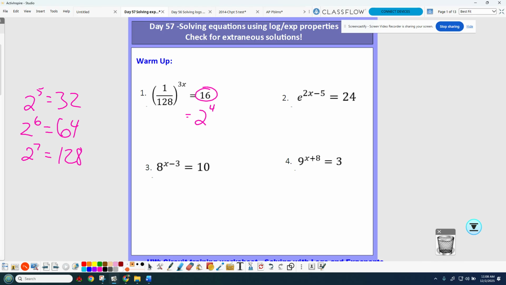So 128 is 2 to the 7th. 2 to the 7th down there. How do I write it to be up top? I don't want it in the bottom of the fraction, I want it on the top. So what do I have to do to the exponent? Make it a negative.